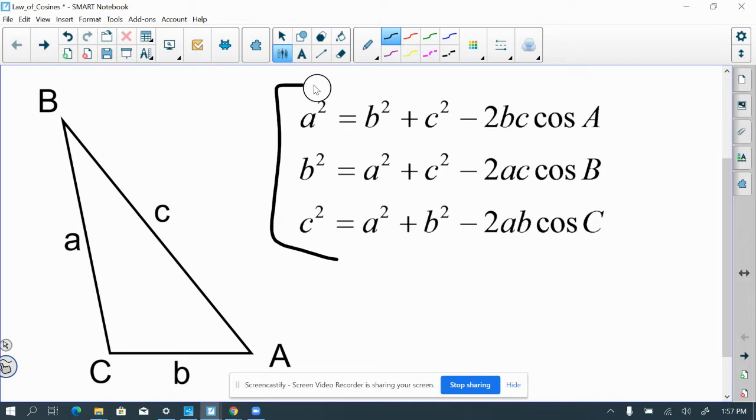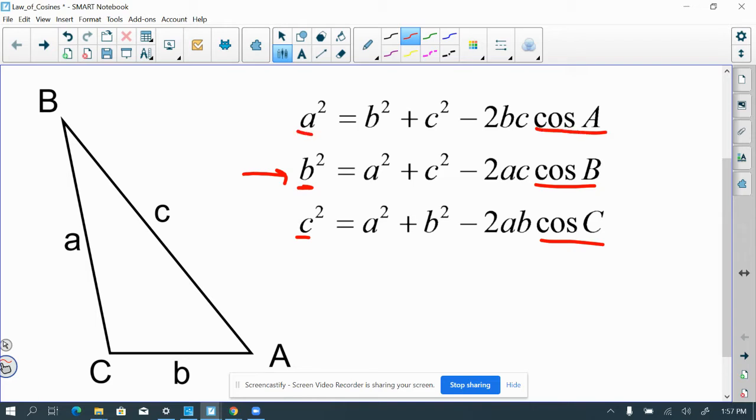And there is a lot of order here. It looks like a mess when you first look at it, but there is order. Let's take this middle one. You've got three sides, A, B, and C. It starts with the side B on one side and cosine of angle B on the other side. That relationship is true for the other two. Side A ends with cosine A, side C ends with cosine C, etc.